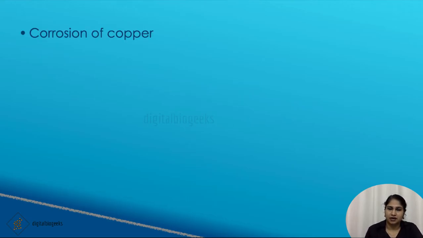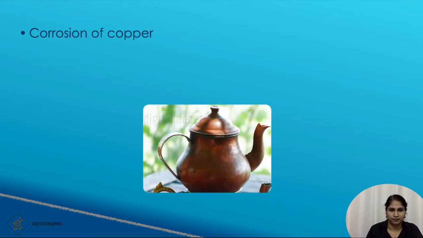Like iron, copper undergoes a lot of chemical reactions when it is exposed to a moist environment. That is known as the corrosion of copper. Let's see what corrosion of copper is. This is a teapot made of copper. When we expose this to a moist environment, what will happen? After a long time, green patches will form over it.